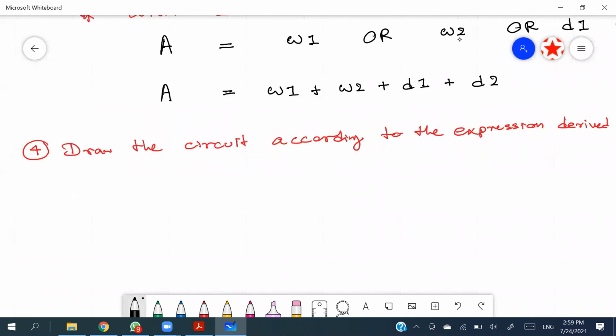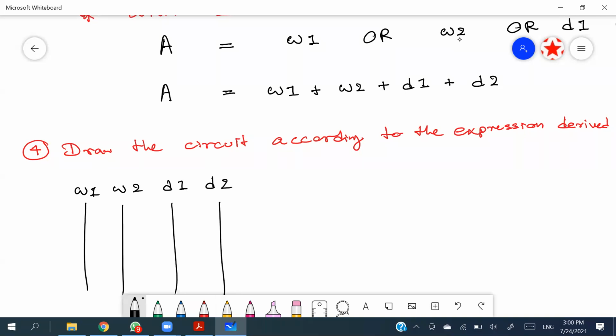Right? So now we are given the expression, we only need to create the circuit. We know how to do that. So it's easy. Like there will be W1, W2, D1, D2. We can have input lines.